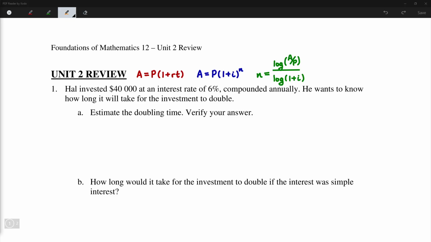Hello everyone, so today we're going to go over the Unit 2 review. We will begin with question number 1.